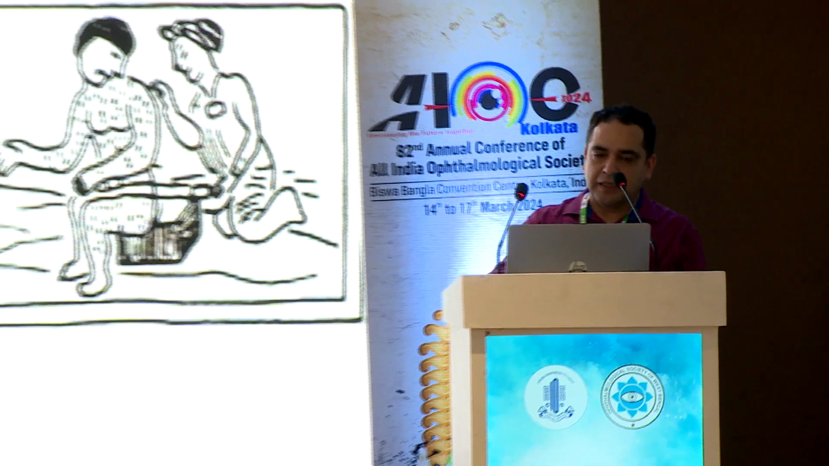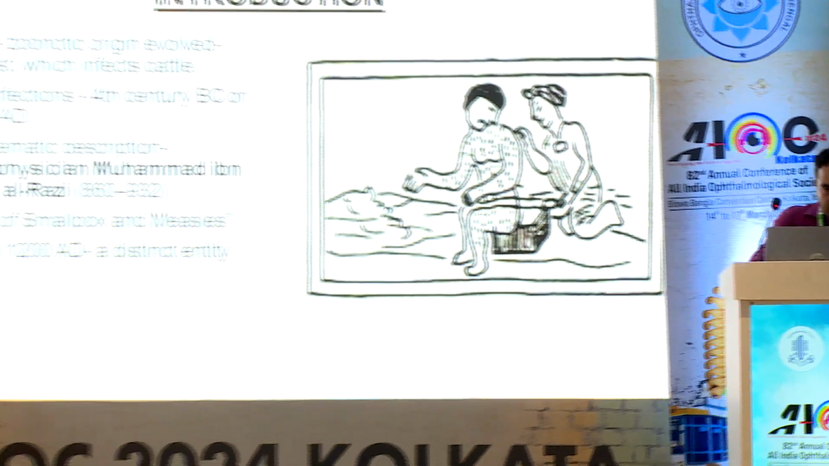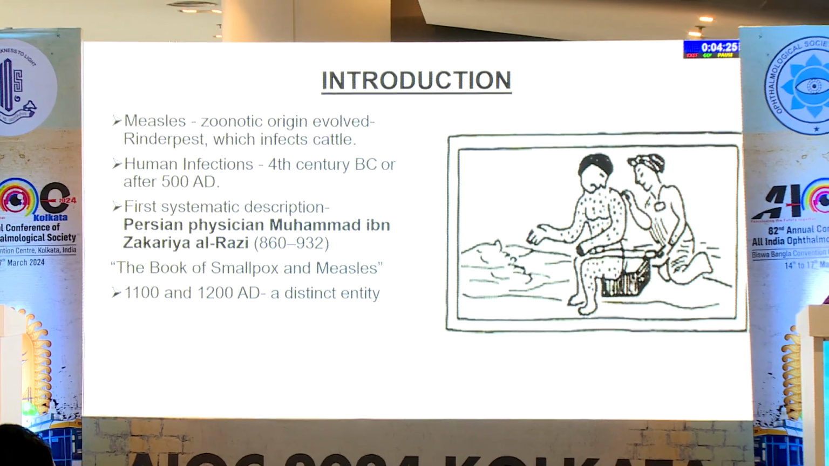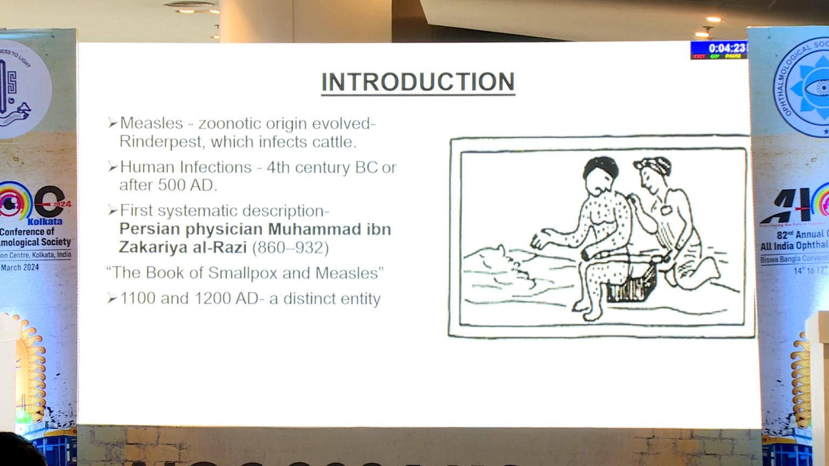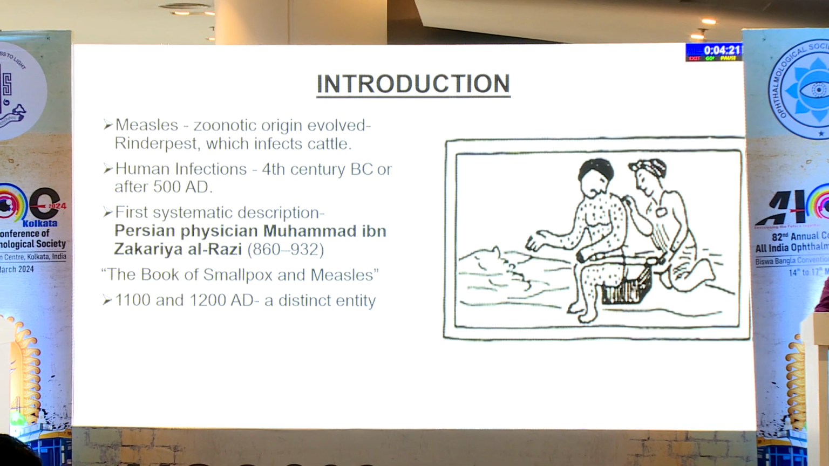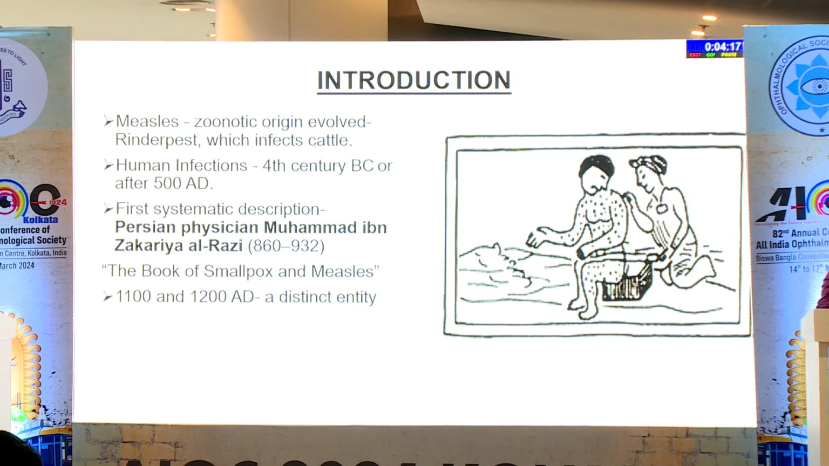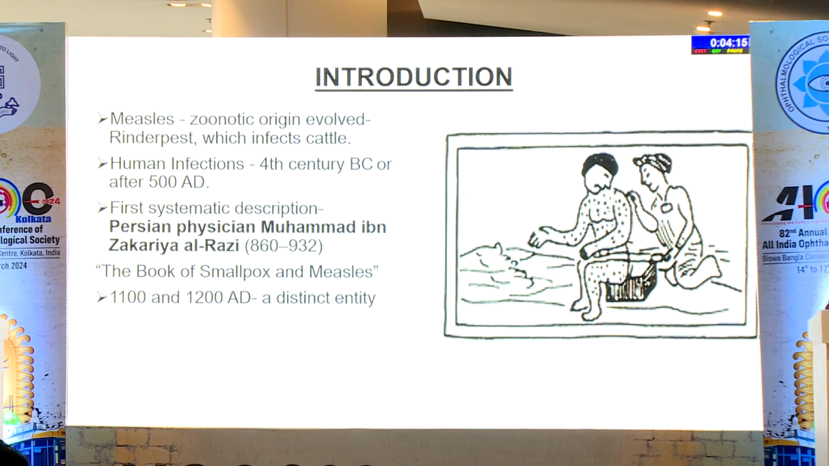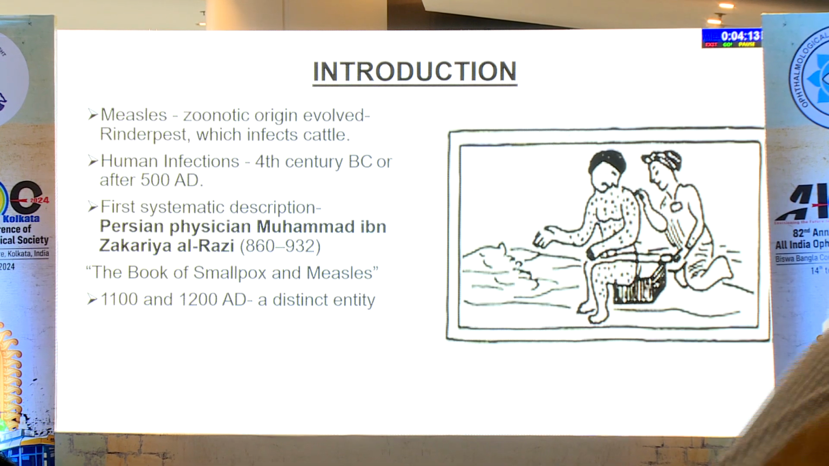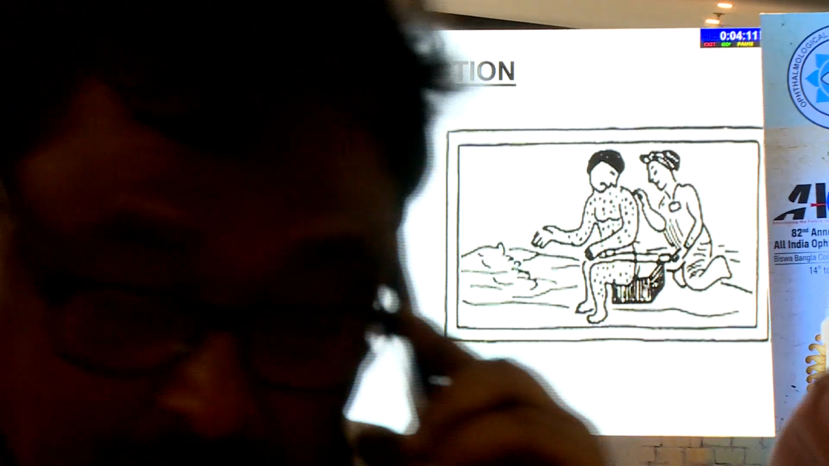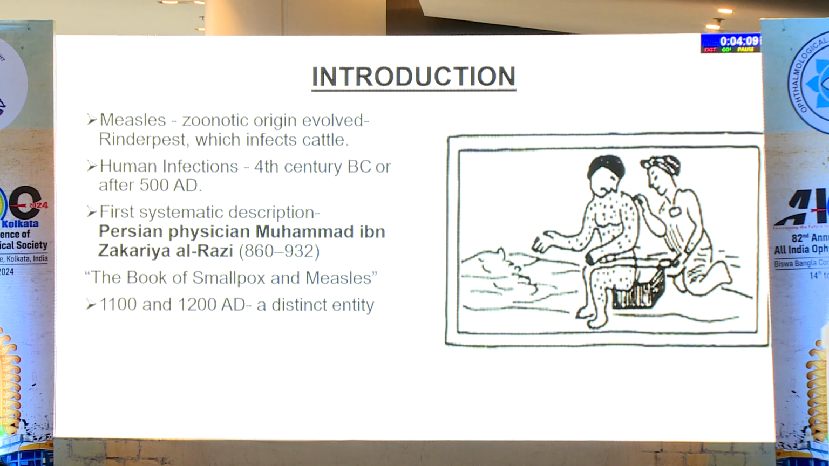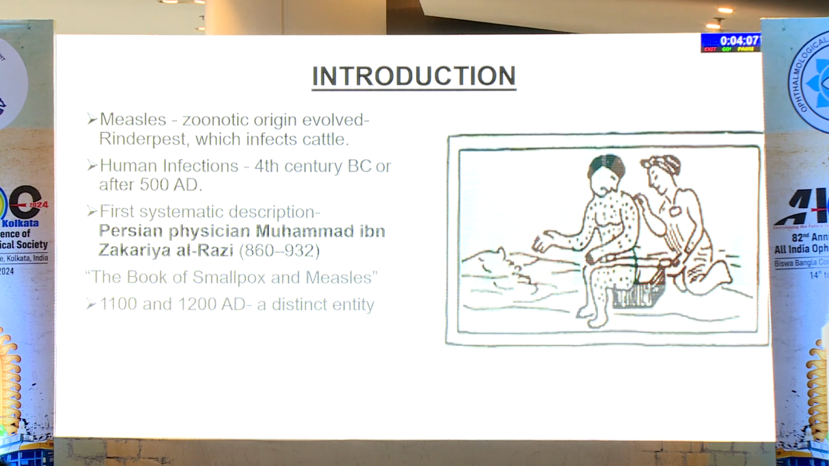Measles, of course, is of zoonotic origin. It evolved from the rinderpest virus that infected cattle, and the human infections were first in the 4th century and generally after 500 AD. The first systematic description was given by the Persian physician Muhammad ibn Zakariya al-Razi, who wrote a book on smallpox and measles, and it gained a distinct identity in 1100 and 1200 AD.